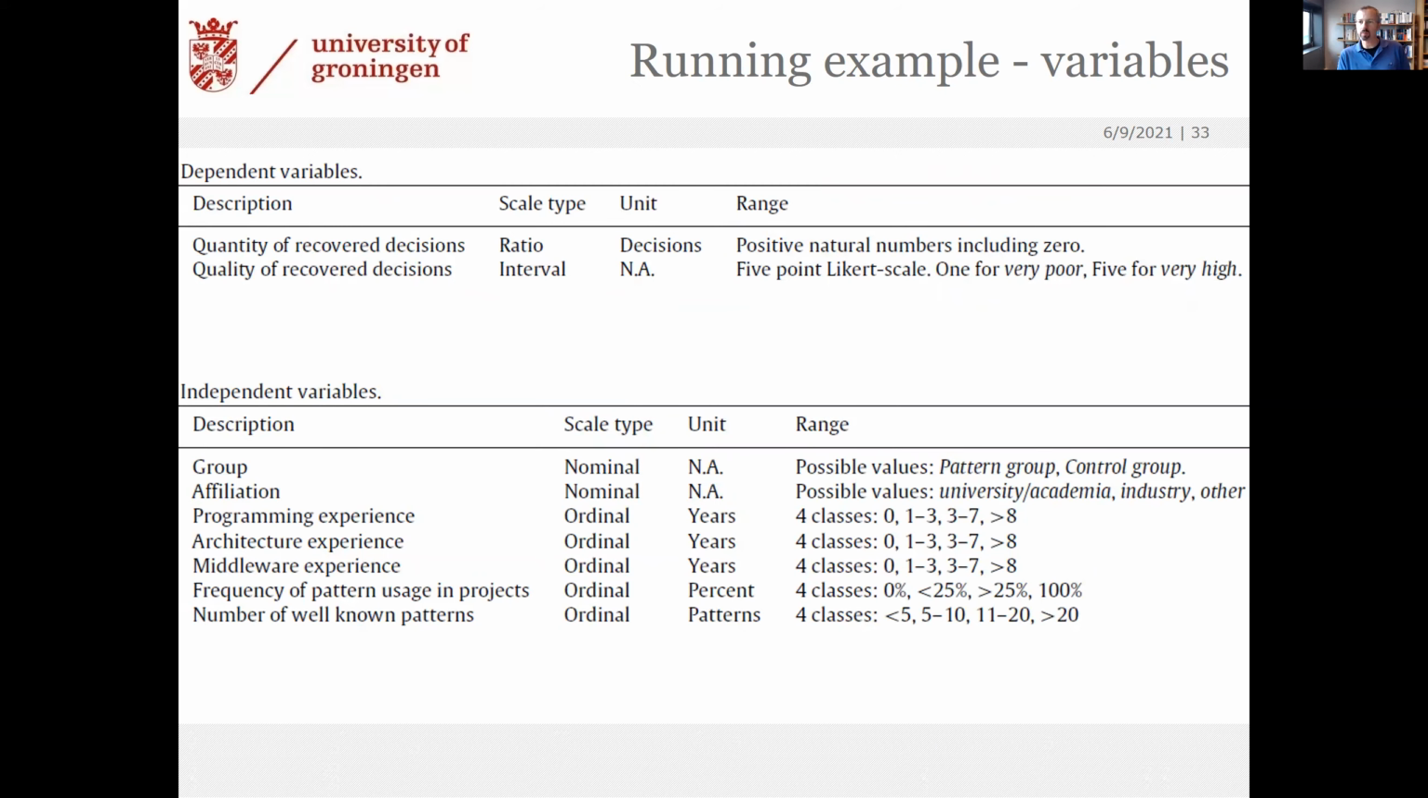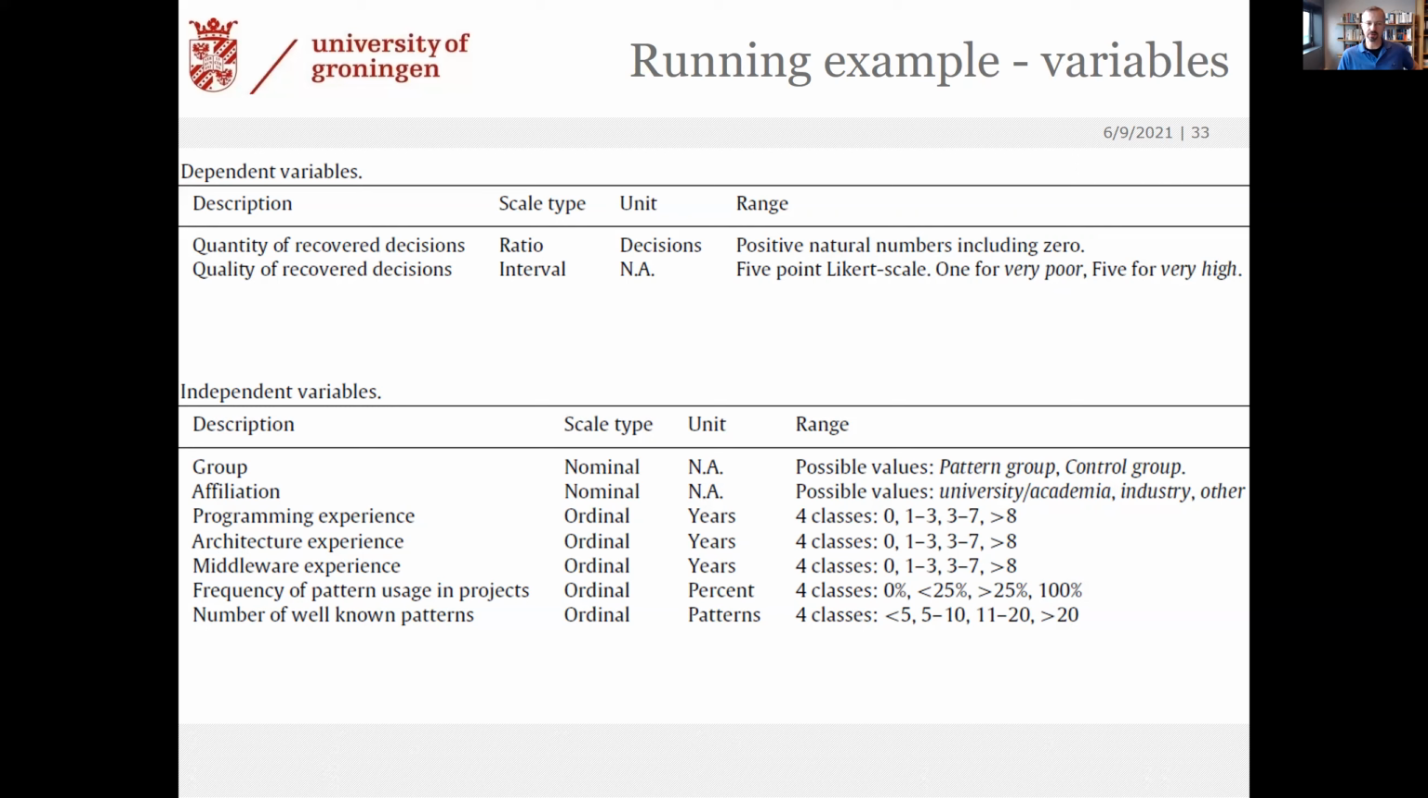Going back to our running example, where we try to see whether patterns help to recover better and more decisions, these are the variables that we used. At the top part, you see the dependent variables. These are the things that we want to see if they change, right? So we are interested in the quantity and quality of the recovered decisions, as I mentioned before. Regarding the independent variables, the first one is the group. This is actually the one that we change. This means that we either ask participants to use patterns or not, to do it in an ad hoc way as they would normally do it, and see whether that affects the dependent variables.